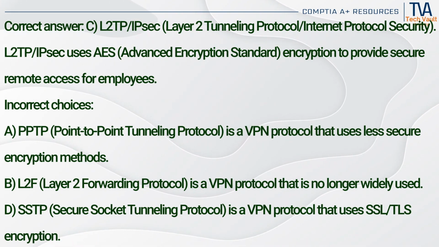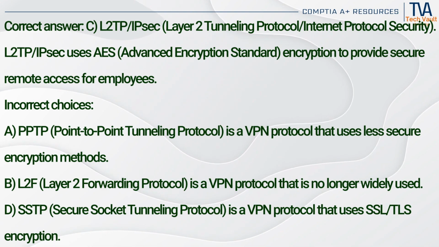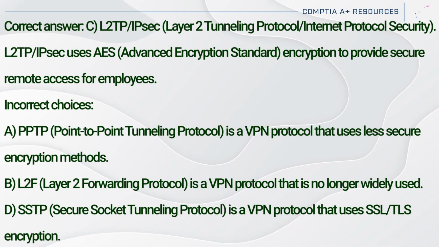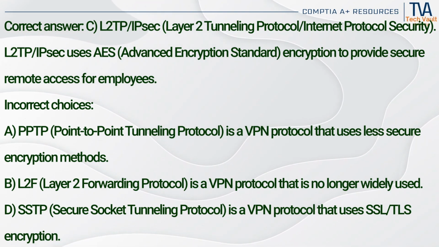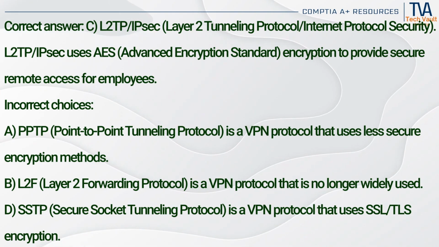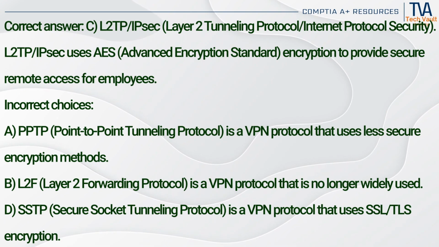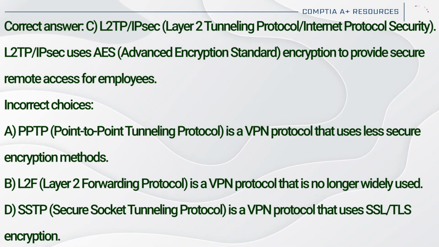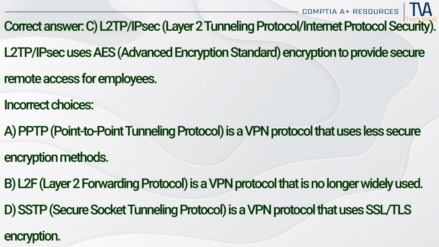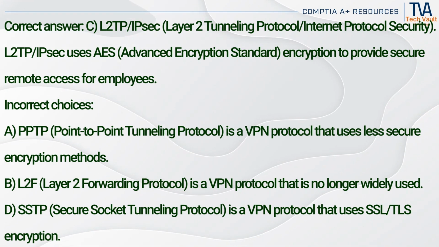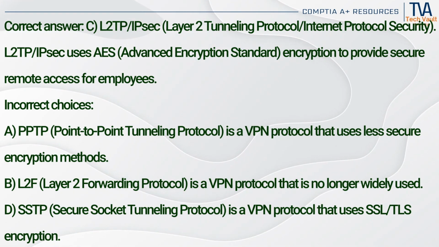Incorrect choices. A. PPTP, Point-to-Point Tunneling Protocol, is a VPN protocol that uses less secure encryption methods. B. L2F, Layer 2 Forwarding Protocol, is a VPN protocol that is no longer widely used. D. SSTP, Secure Socket Tunneling Protocol, is a VPN protocol that uses SSL/TLS encryption.